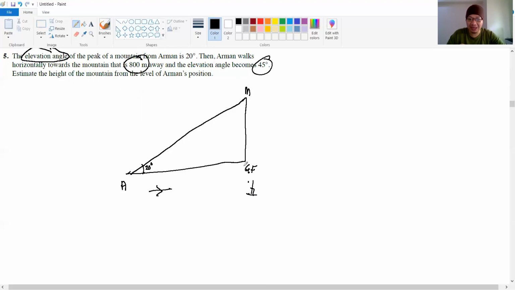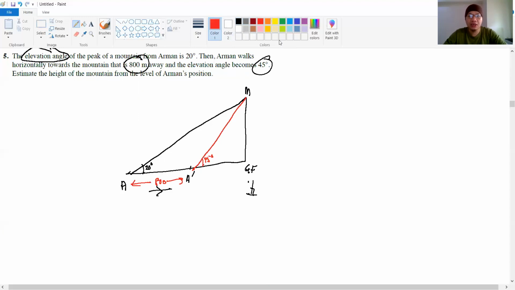Because you are exactly on the ground floor here, when you look at the top of the mountain, it will be 90 degrees. So that's why the 800 is actually not that, because the angle here is 45 degrees. What the question means is that when he walks until this point, let's say A prime here, and looks at the peak of the mountain, the angle now becomes 45 degrees. This one is only 800, not from A until GF, but A to A prime only.